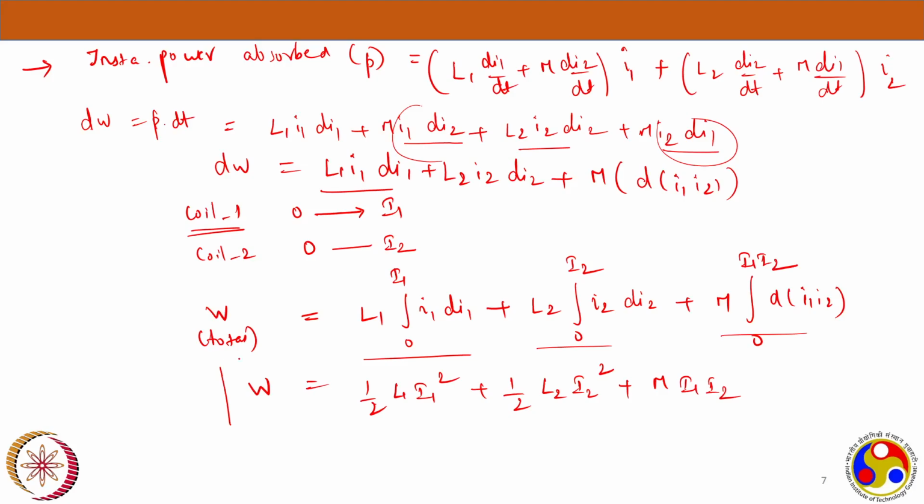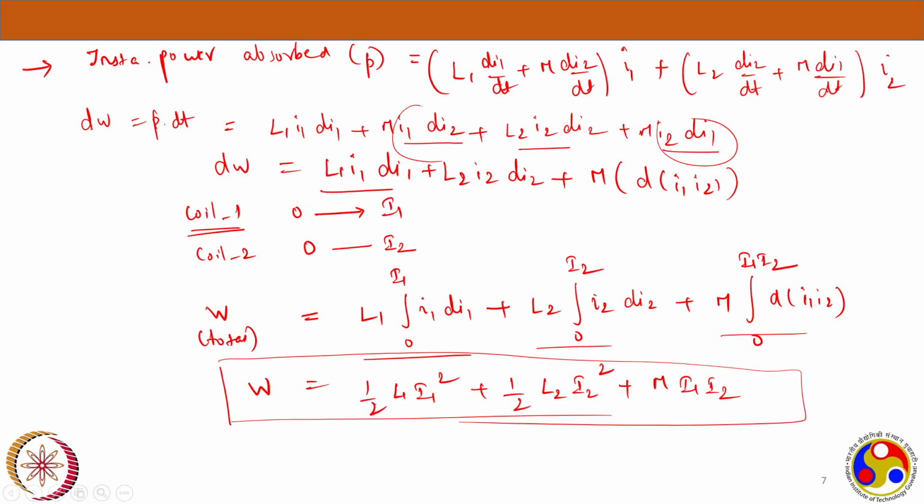So yeah, this is the total energy stored in the entire coupled coils. Half L1 I1 square relates to the self inductance due only to coil 1, half L2 I2 square is due to coil 2, and due to the mutual coupling there will be an extra storage, you can see, that is M I1 I2. So yeah, this is a very simple and easy concept of energy storage in coupled coils.